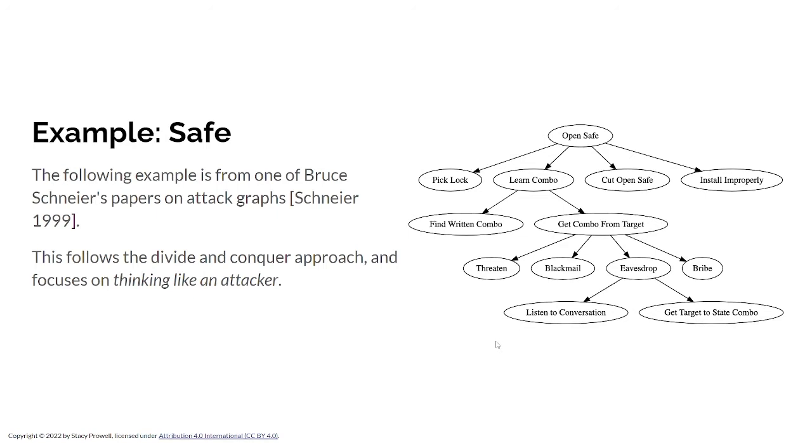So this is, again, this divide and conquer approach to get you thinking like an attacker. I want to open the safe. How do I do that? Maybe I can install it. Maybe I'm the safe installer. Maybe I can cut it open with a torch. Right? You try to think like this and work your way down, and then see if there's a plausible attack for you.